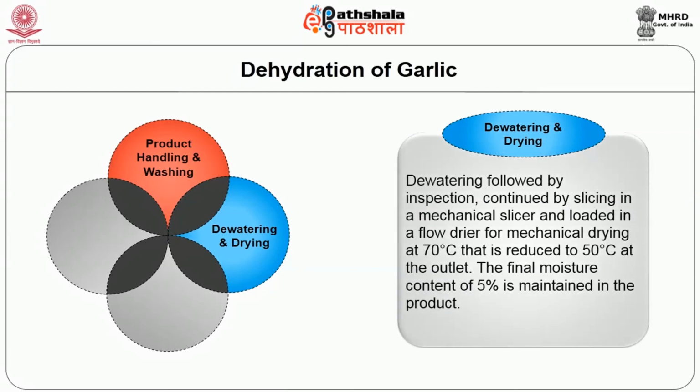This step is followed by dewatering and inspection, continued by slicing in a mechanical slicer and loaded in a flow dryer for mechanical drying at 70 degrees Celsius, that is reduced to 50 degrees Celsius at the outlet. The final moisture content of 5% is maintained in the product.